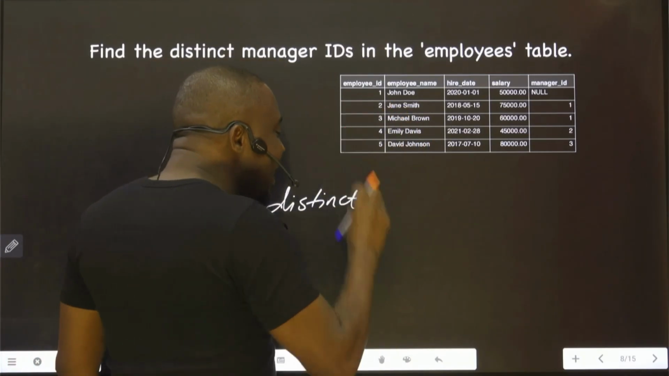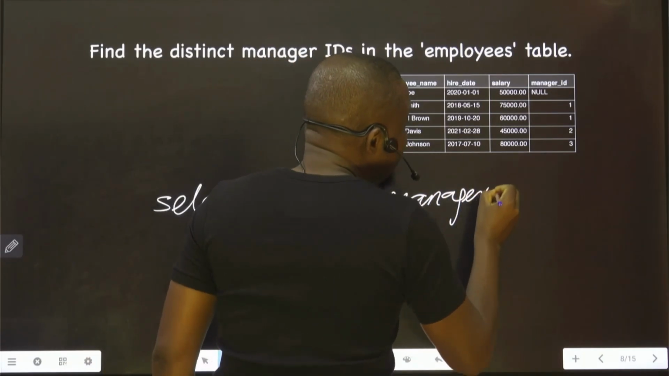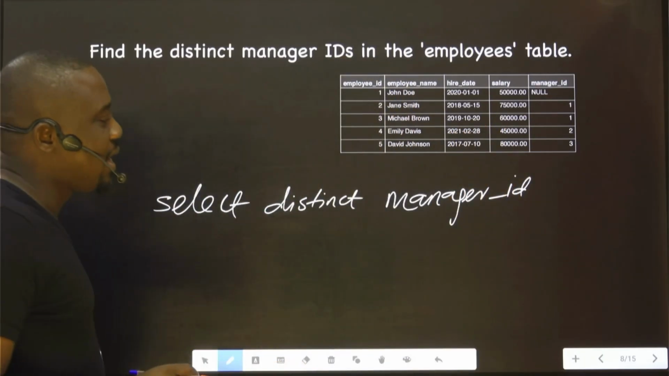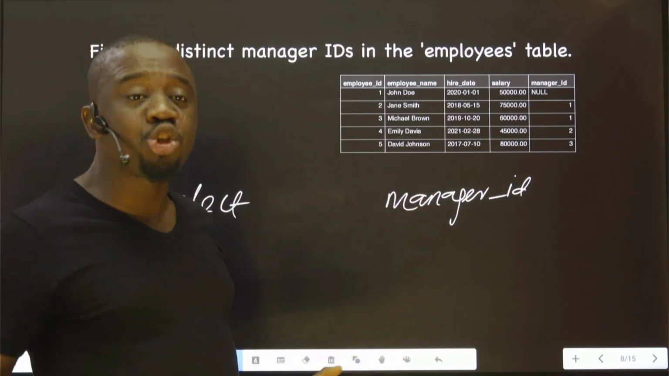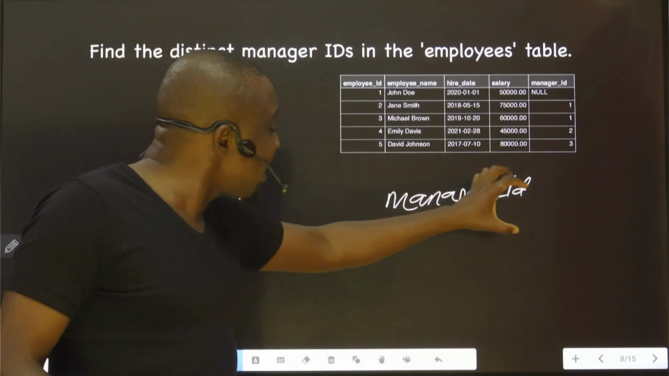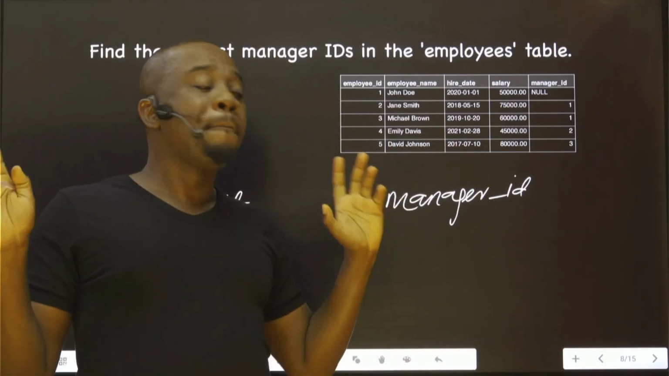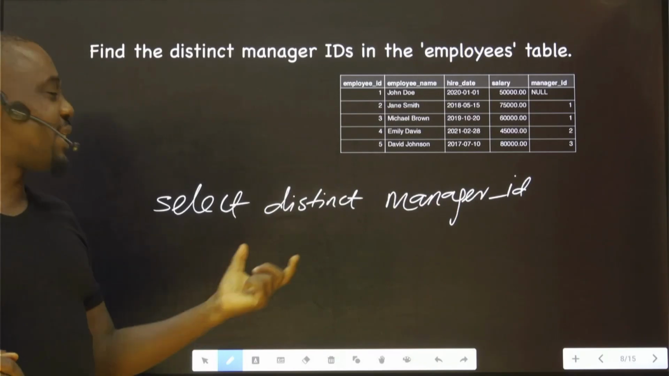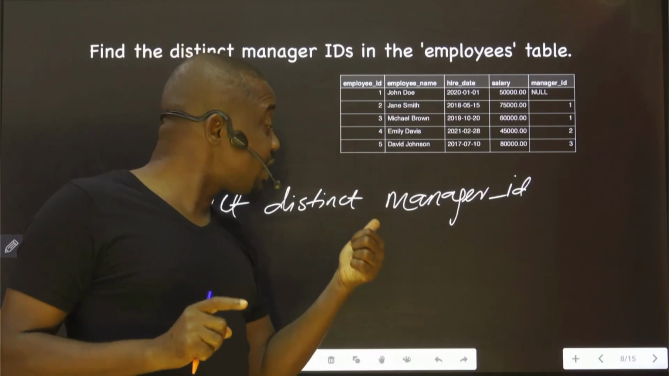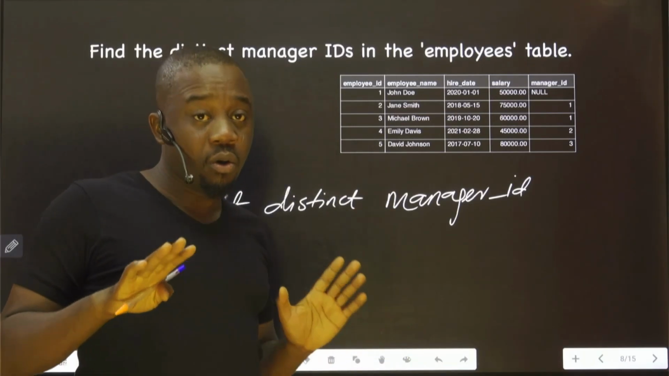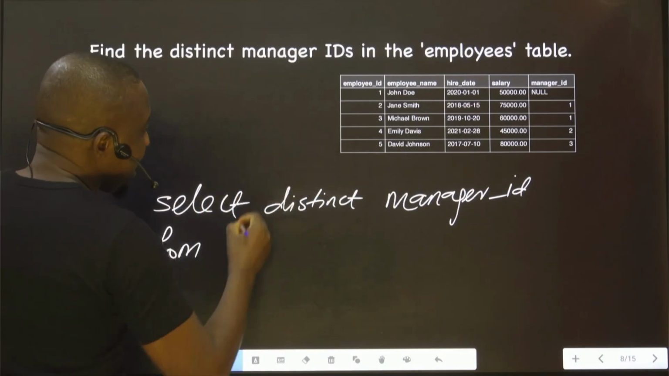Then I write the name of the column, that is manager_ID. Remember, if duplicates were not an issue, I would simply SELECT manager_ID. No issue. But because I don't want duplicates, I have to introduce DISTINCT to tell the system, please don't include any duplicates. Okay? So FROM, still employees.